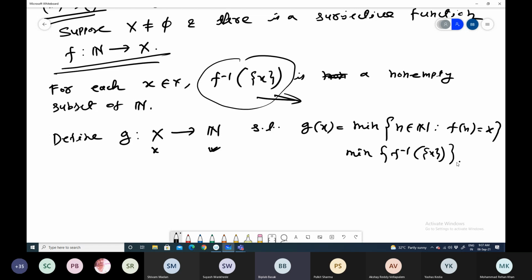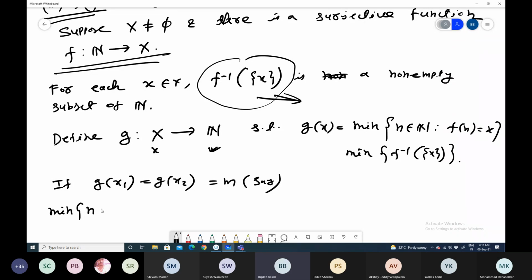Now we will show that this map G is injective. This is very easy to see. What do we mean by injective? It means if g of x1 equals g of x2, then we have to show that x1 equals x2. Now if g of x1 equals g of x2, say this is equal to m, what does it mean?